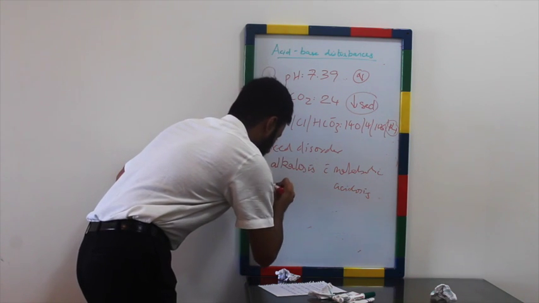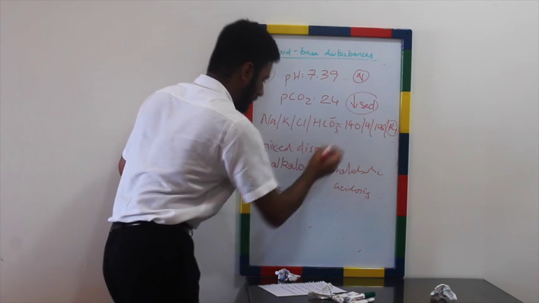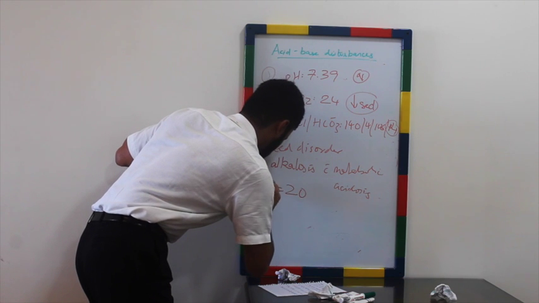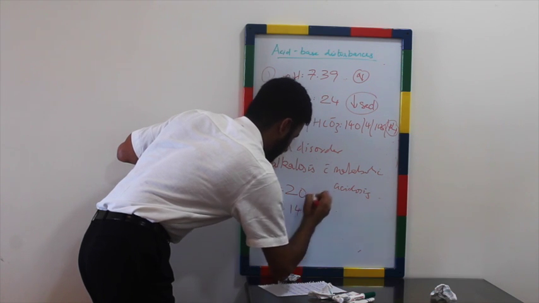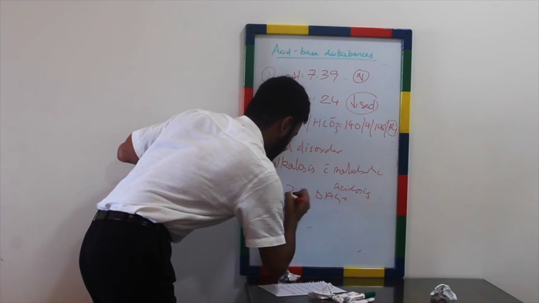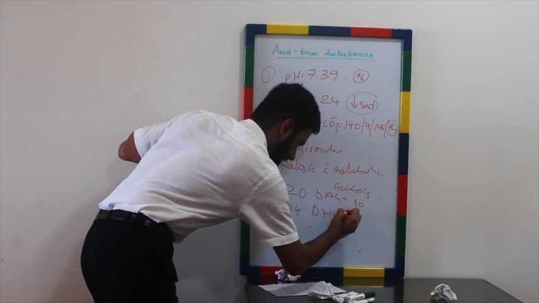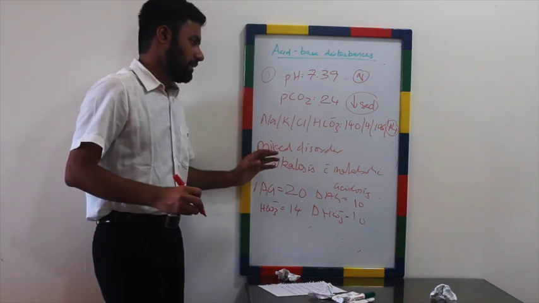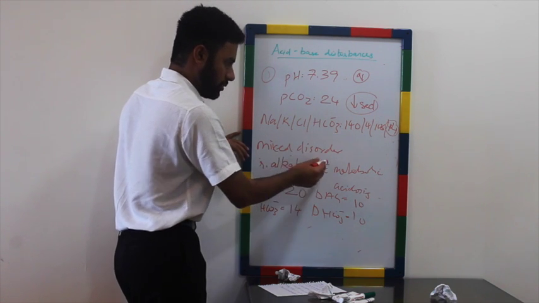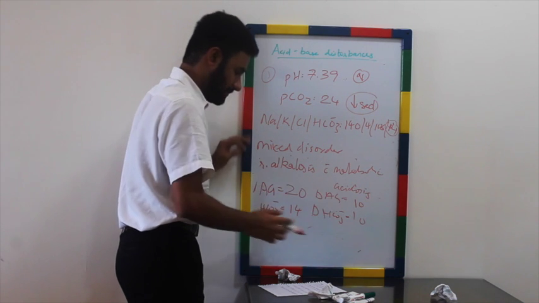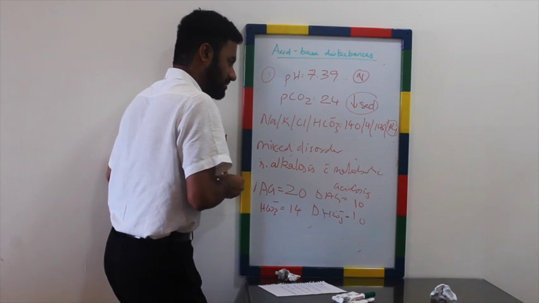Now let's say here the anion gap is 20 and the bicarb is 14. Delta anion gap is 10. Delta bicarb is also 10. So the patient has a mixed disorder, respiratory alkalosis with high anion gap metabolic acidosis. The example given here is lactic acidosis with sepsis in the ICU.